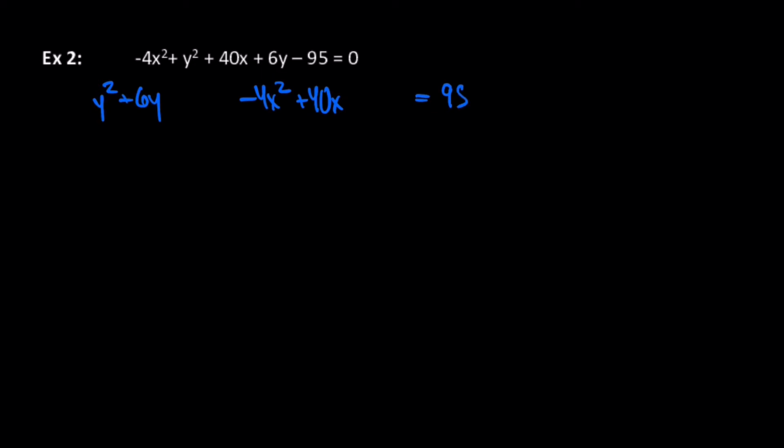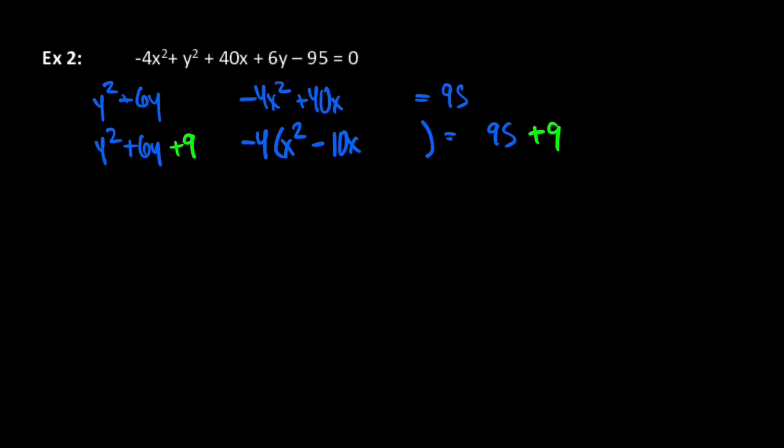Now I need to take out GCF. Well, nothing to take out here. That stays y squared plus 6y. Take out a negative 4. That becomes positive x squared minus 10x. And again, that equals 95. So complete the square on the y's. Half of 6 is 3. 3 squared, sorry, is 9. Add 9 to both sides.